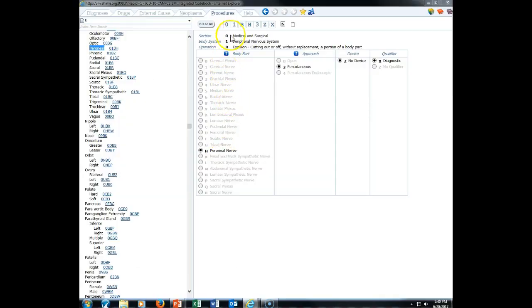Okay, so when we're looking at this code, for our approach, we go from percutaneous to open. So our code becomes 01BH0ZX. It's the only thing that changes.